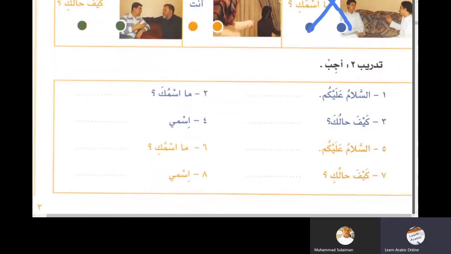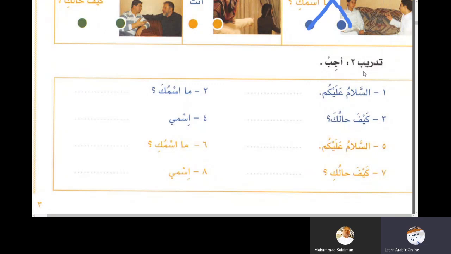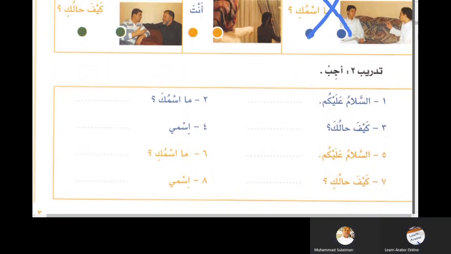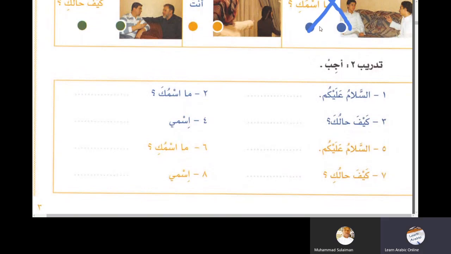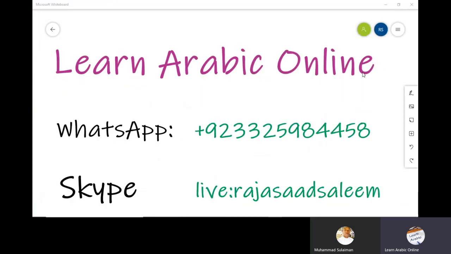Okay. Next. Tadrib Thani, second exercise. Ajib. Ajib means answer. It is of imperative tense. He is asking you to answer his question. Read this. Tadrib Thani. Good. Ajib. Any difficult word? You say tadrib means what? Tadrib means exercise. Okay. So tadrib thani means second exercise. Okay, just a minute.